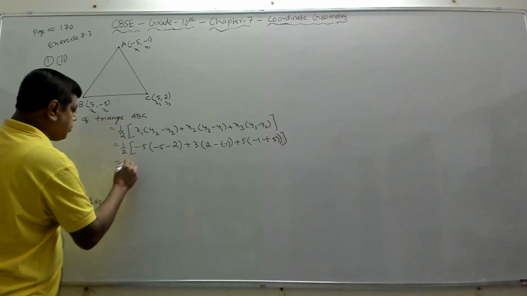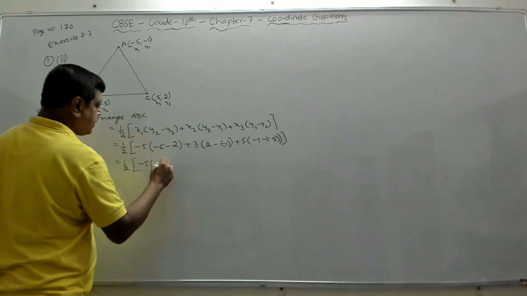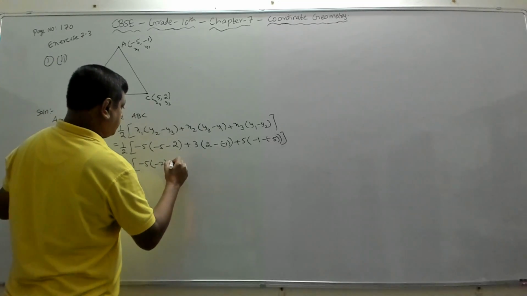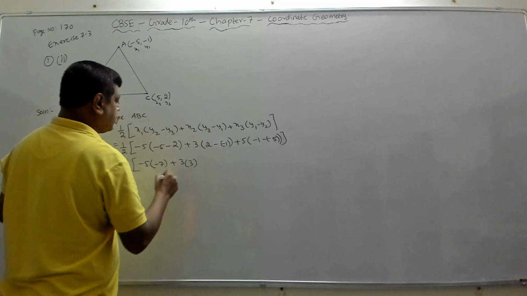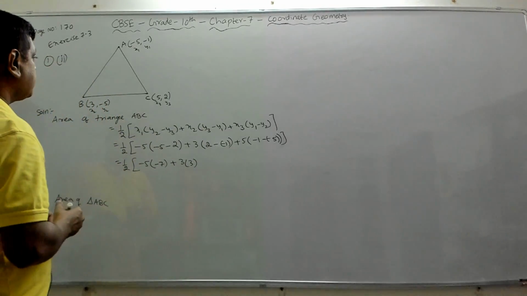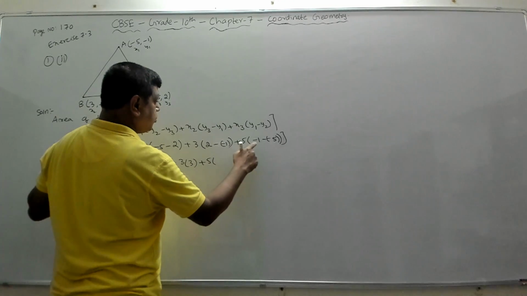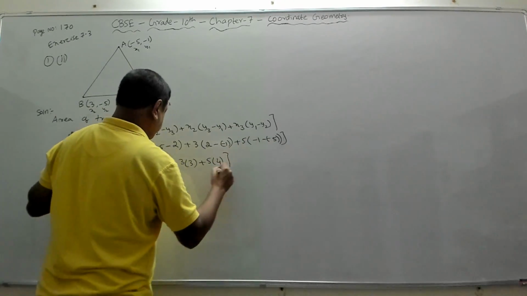So that is equal to 1 by 2 of minus 5 into minus 2, minus 5 minus 2 is minus 7, right? Then plus 3 into 2 plus 1 is 3, then plus 5 into minus 1, this is minus and minus plus 5, minus 1 plus 5 is plus 4. So what do we get?